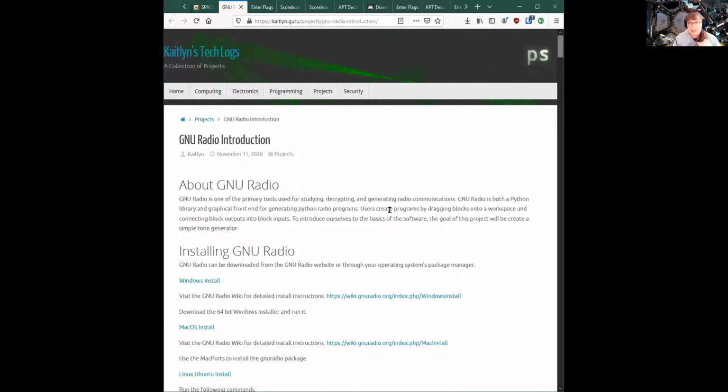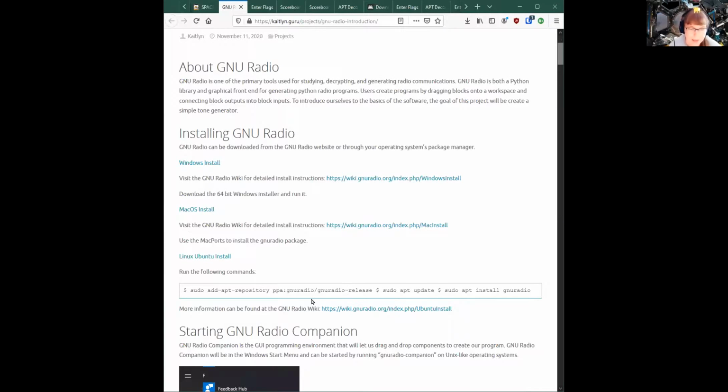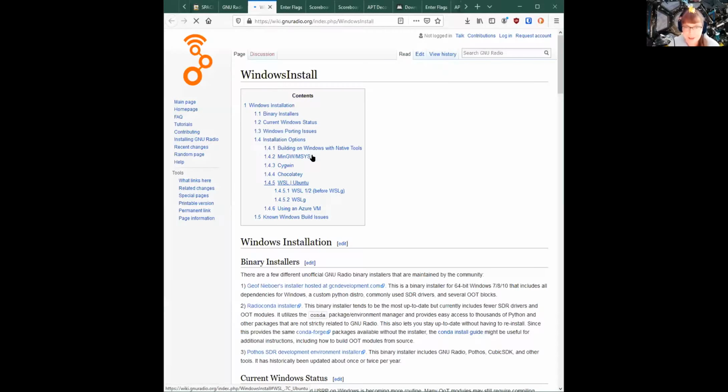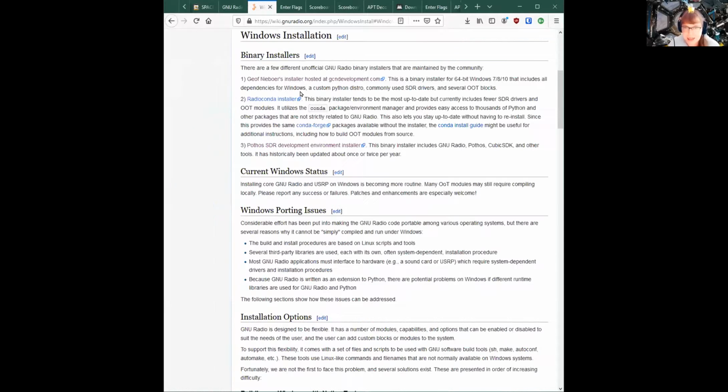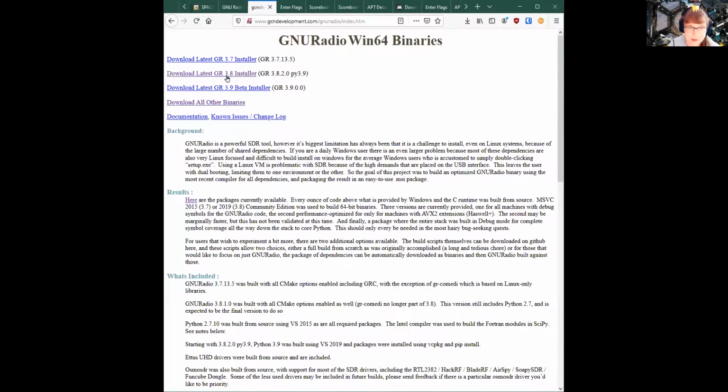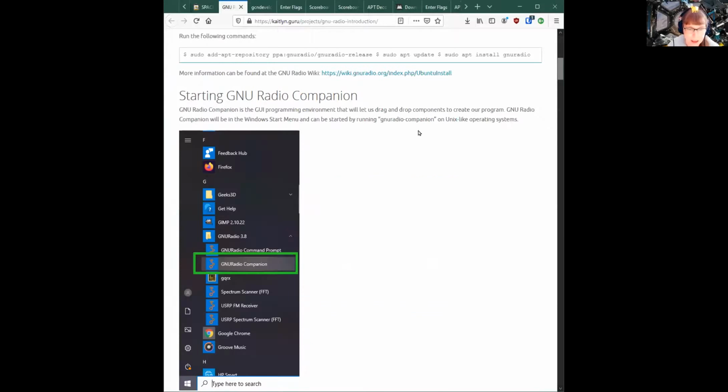Basically what this does is it lets you visually program your software-defined radio. So if you get a signal, you can tell it how to decode it. It is a difficult install on Windows. On Mac or Linux, it's pretty easy. But on Windows, you have a few options. Today I used the Geoff installer. There are a few other installers you can use. I just downloaded GNU Radio 3.8 and installed that today. And let me boot it up.